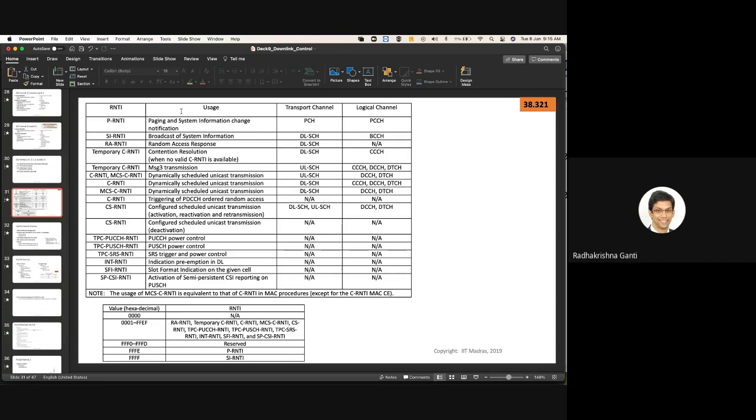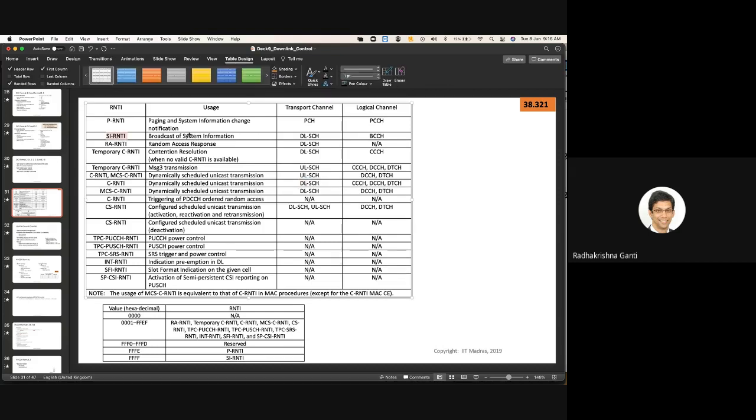So these are the different sets of RNTI. C-RNTI is a dynamically scheduled unicast transmission. It's UE-specific transmission on the downlink shared channel. Similarly, SI-RNTI, for example, is for broadcast of system information. System information means SIB1 messages and other things, that is, CORESET 0. When you do that, you do it with SI-RNTI.